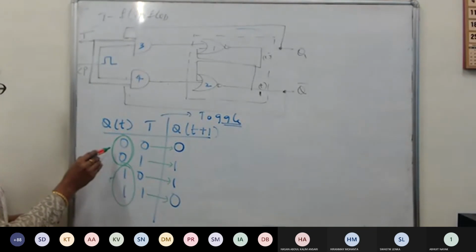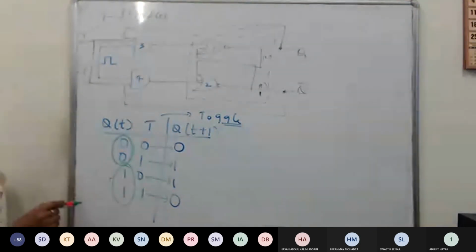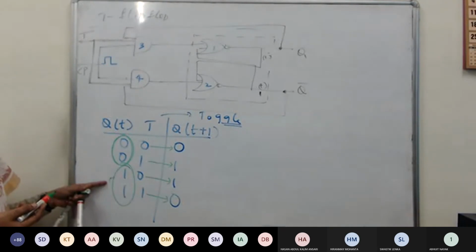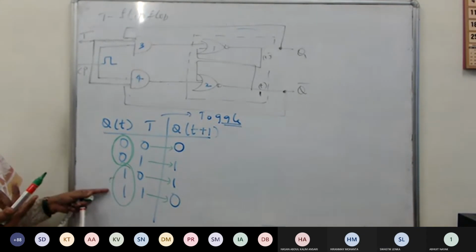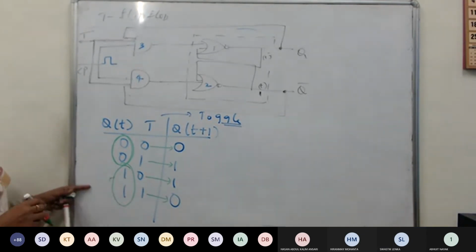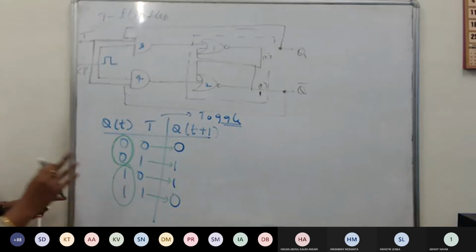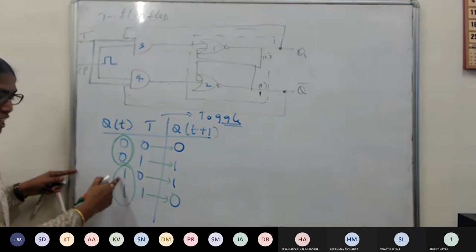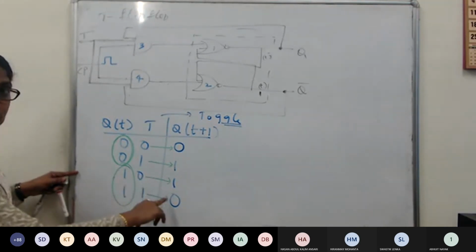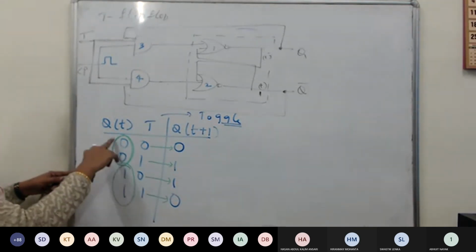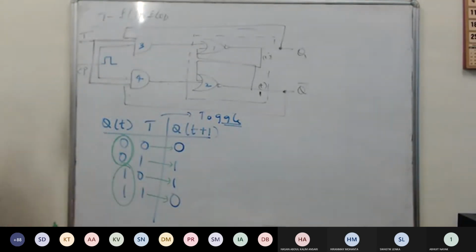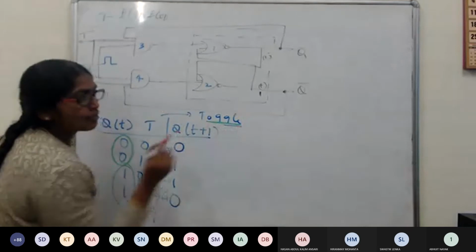If the previous input... I'm using a wrong word, nobody is interrupting. This is the input. If the previous output state... Had it been the regular class, all would have shouted, "Ma'am, it's output." Okay. If the previous output is 1, it toggles. If the previous output is 0, it stays as it is. That's the word toggle.